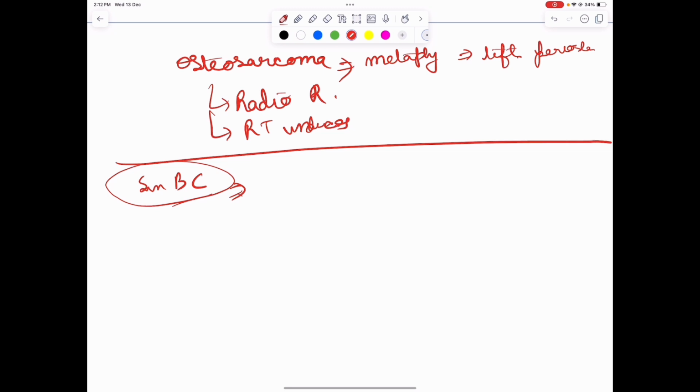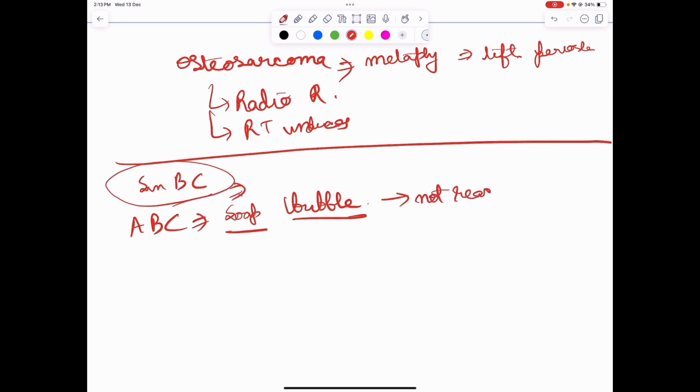Now we move on to the other things happening in the diaphysis, that is single unicameral bone cyst. Now in single unicameral bone cyst, there will be falling leaf sign or trapdoor appearance. But in aneurysmal bone cyst, you will have soap bubble appearance. Remember, aneurysmal cyst will have soap bubble appearance, and it is not reaching the epiphysis.